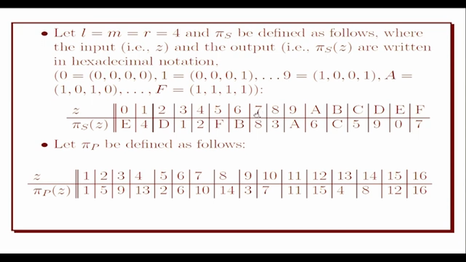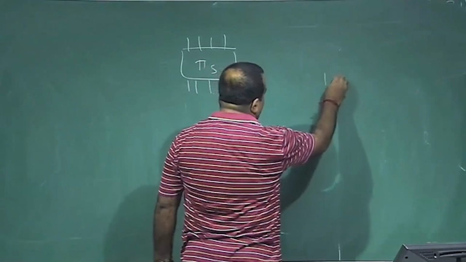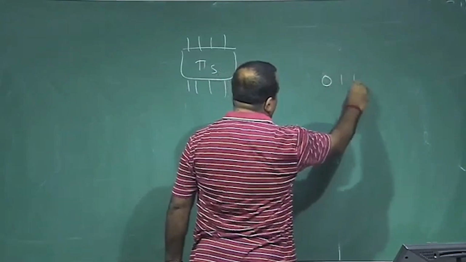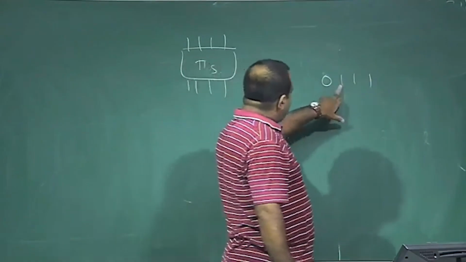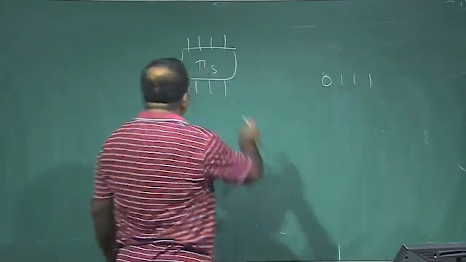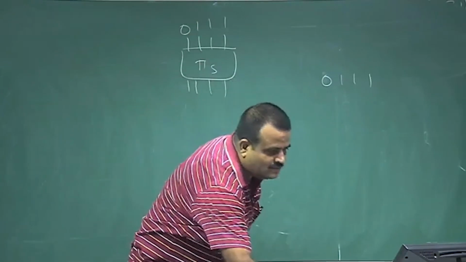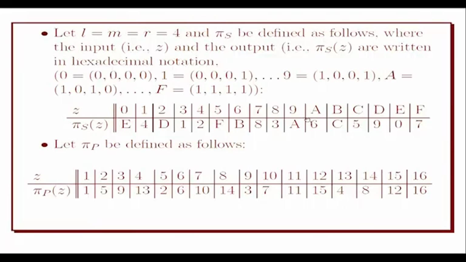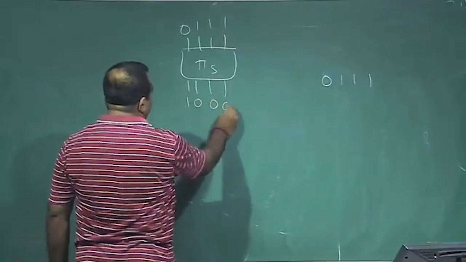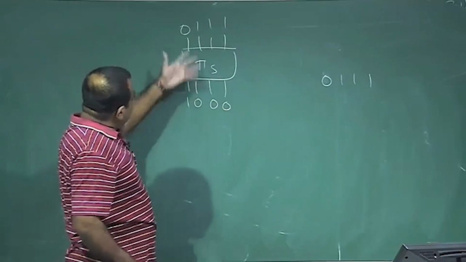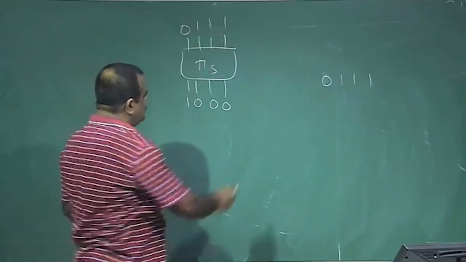7 is basically 0 1 1 1. This is basically 4 to 7. So, if the input is 7, can you go to the slide please? If the input is 7, the table shows that the output will be 8. The 8 in hex means 1 0 0 0. So, if the input is this, the output is this. So, this is a function form.